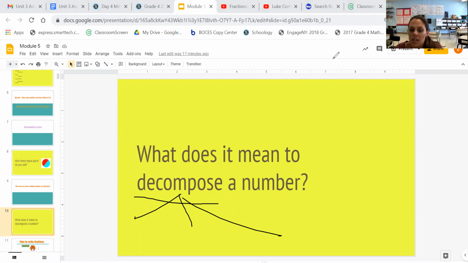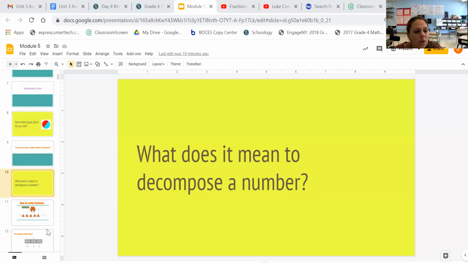So that's what we're going to do today, is we're going to break down. When I say decompose, you say break down. Decompose? Awesome. So we're going to do that by doing unit fractions. Unit fraction just means when there's a numerator of 1.